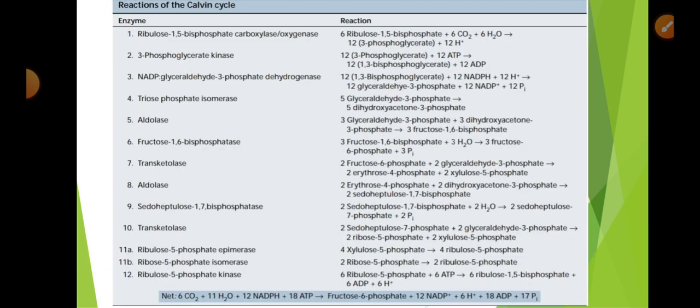Those are the reactions which were seen before in the previous slide.